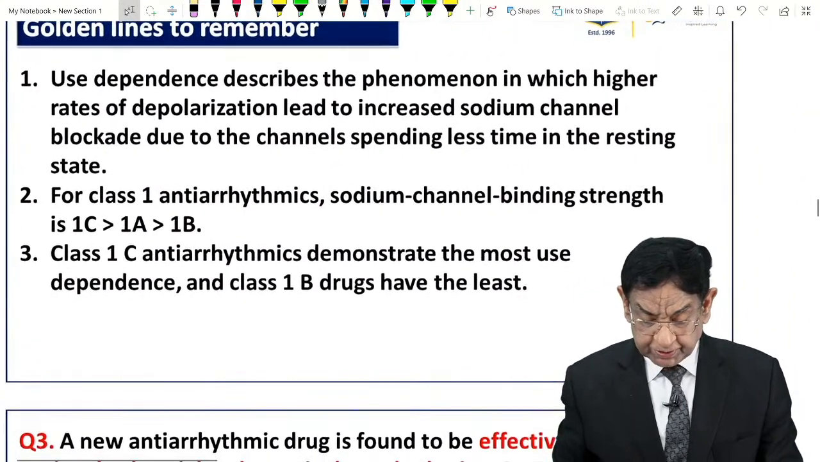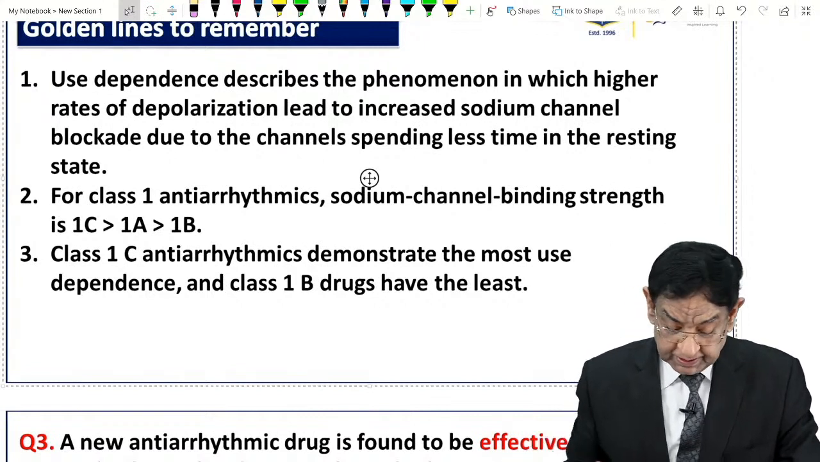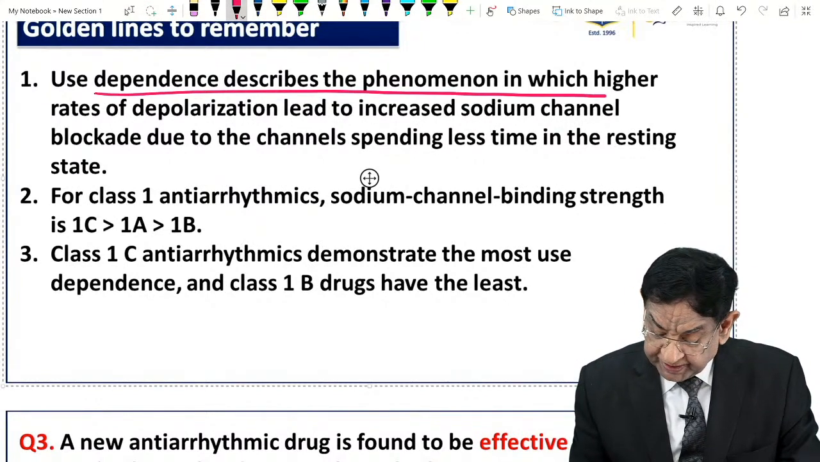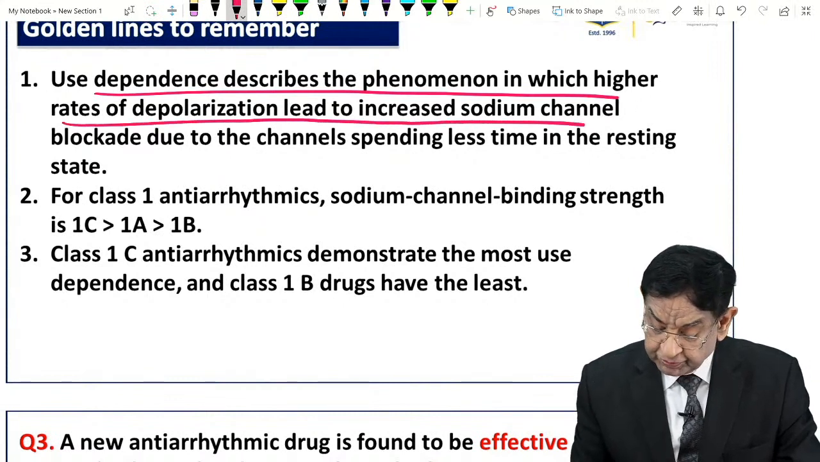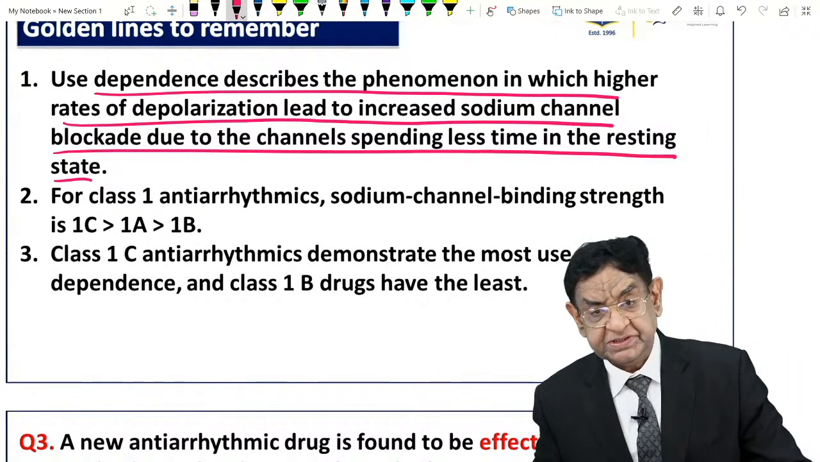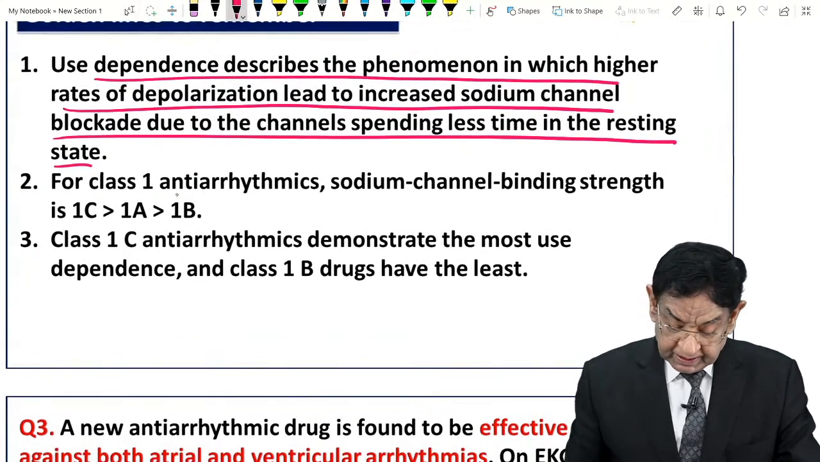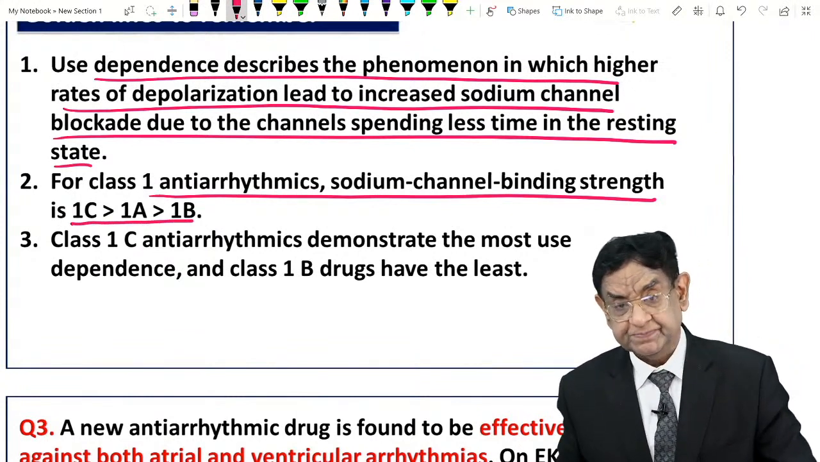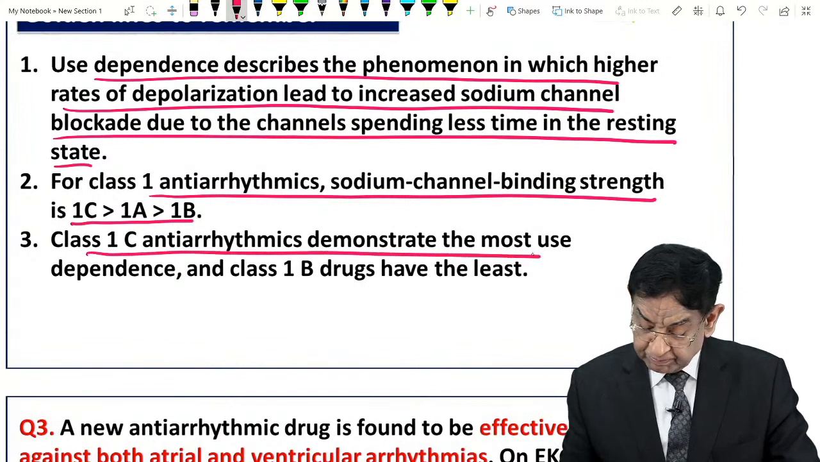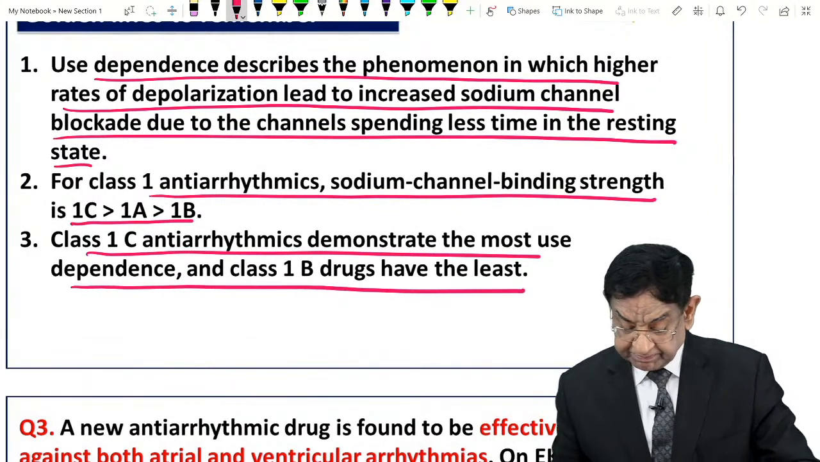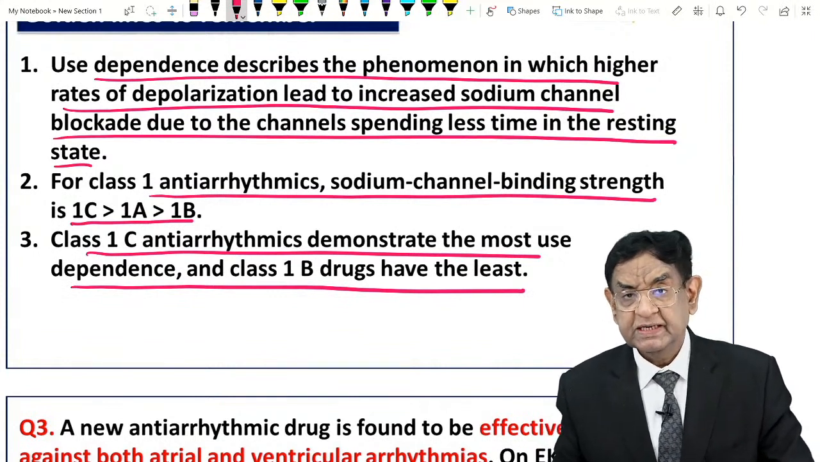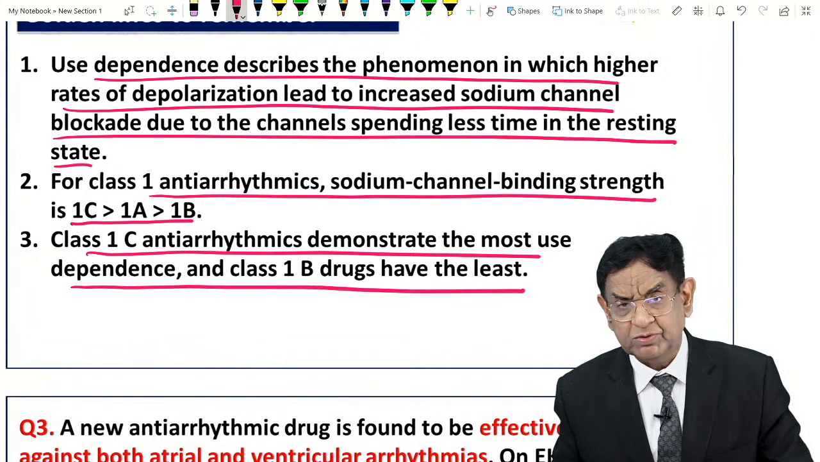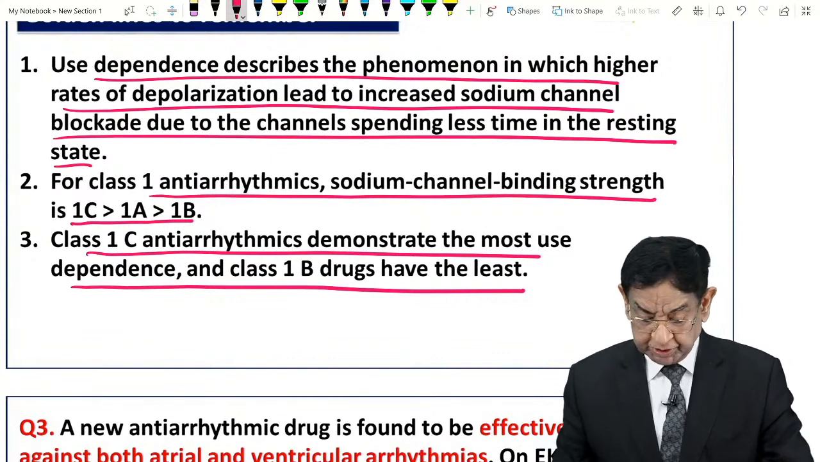So, the golden line to remember: use dependence describes the phenomenon in which a higher rate of depolarization leads to increased sodium channel blockade due to the channel spending less time in the resting state. Sodium channel blocking strength is more in 1C, then 1A and 1B. Class 1C is most use dependent and class 1B has the least use dependent action, because class 1C binds most powerfully to the sodium channel, while class 1B is a weak drug to bind to the sodium channel.